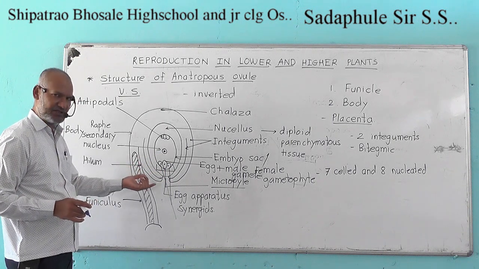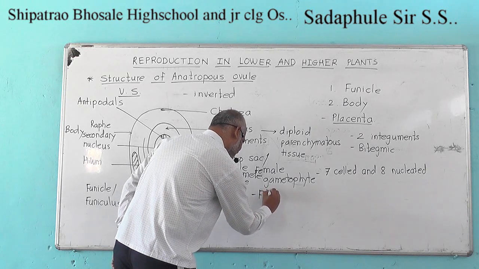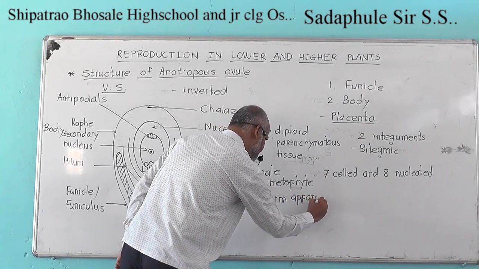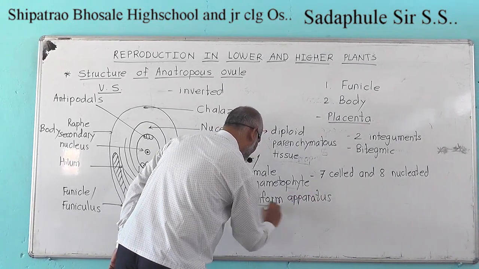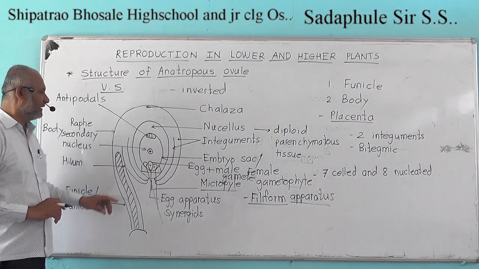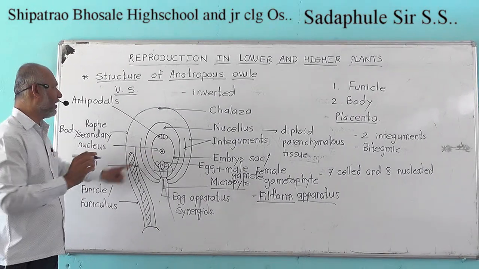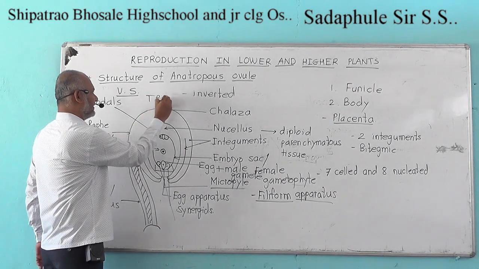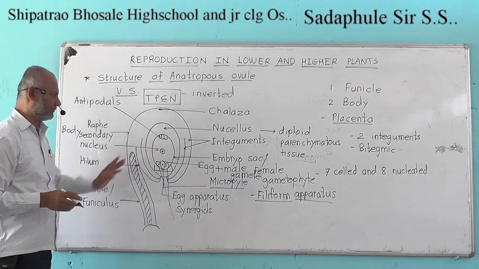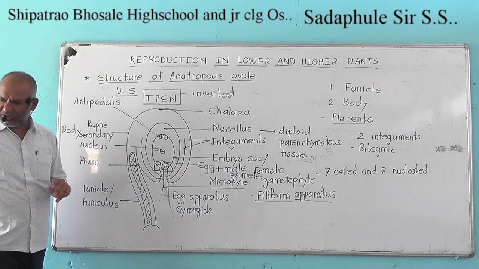That is, during fertilization, one of the synergids forms a structure which is termed as the filiform apparatus, which helps in attracting the pollen tube. Then the secondary nucleus fuses with another male gamete to form the triploid primary endosperm nucleus, which later on produces the endosperm of the seed. Okay, so this is the structure of the anatropous ovule.